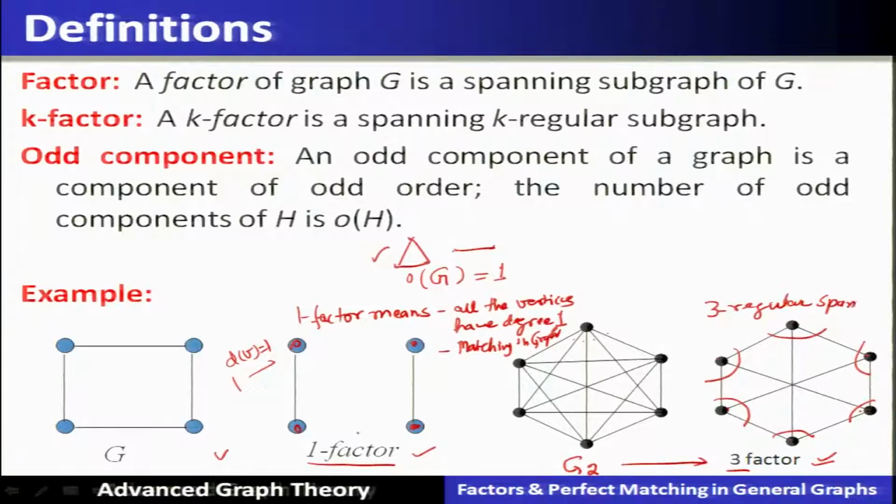Spanning subgraph. So, a 3 regular spanning subgraph of G is nothing but called a 3 factor. Similarly, we can generalize it to a K factor. When we say one factor, we mean that we are talking about a perfect matching in the graph. Let us go and see the clarification.